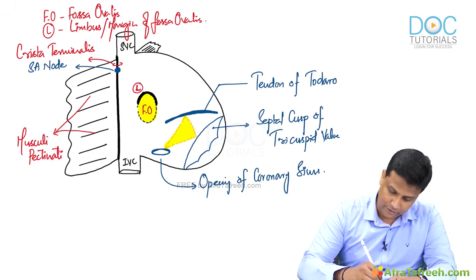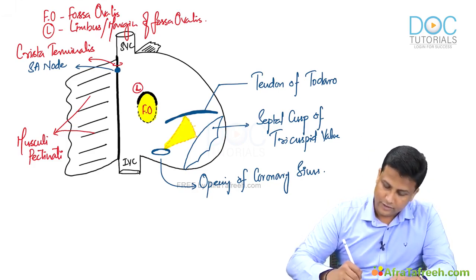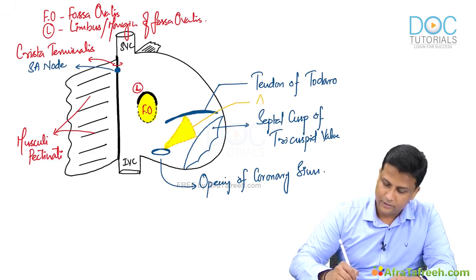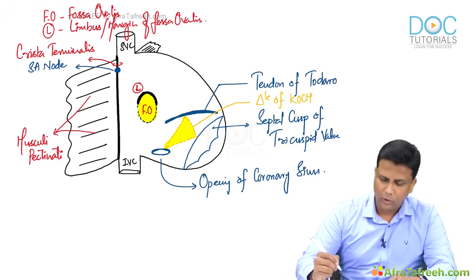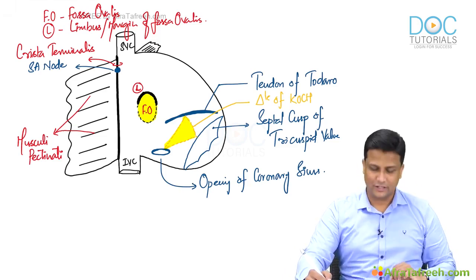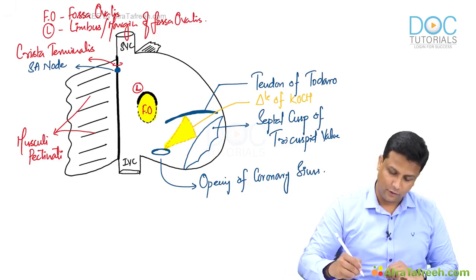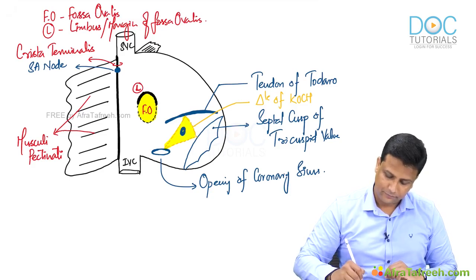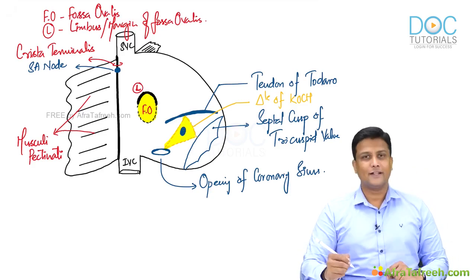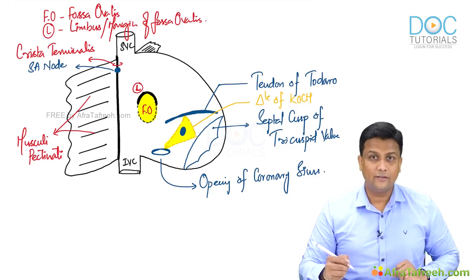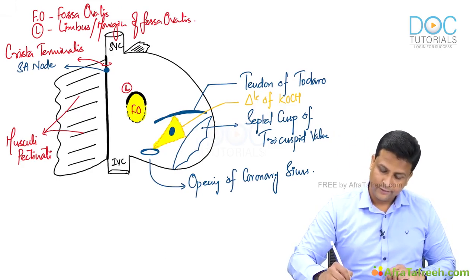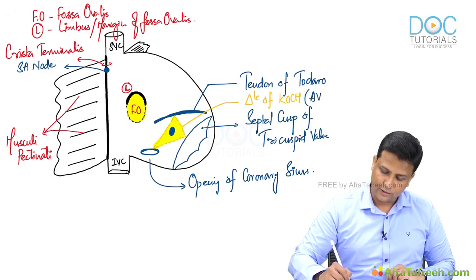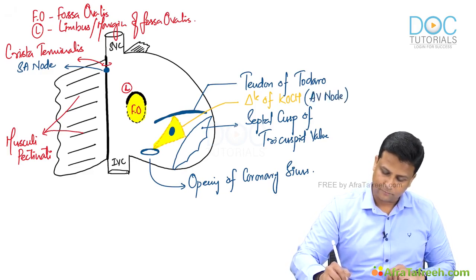So let me just write down here. What is the name of this triangle, guys? This is the triangle of Koch. Now, what is the importance of the triangle of Koch? That is the location for the AV node, guys. Whenever a cardiothoracic surgeon is trying to locate the AV node, that AV node will be located in the triangle of Koch.